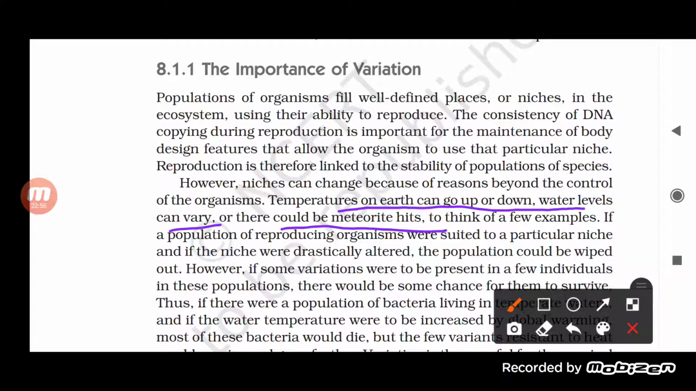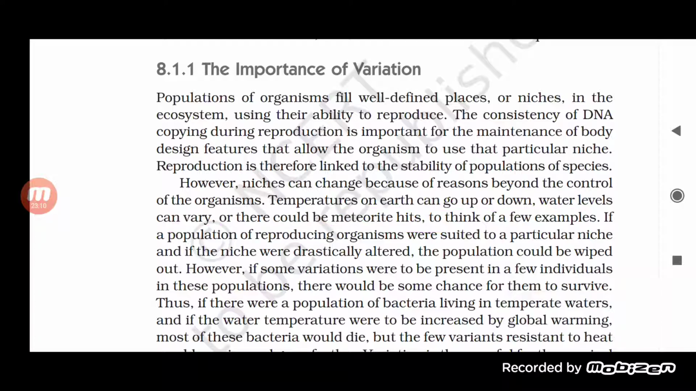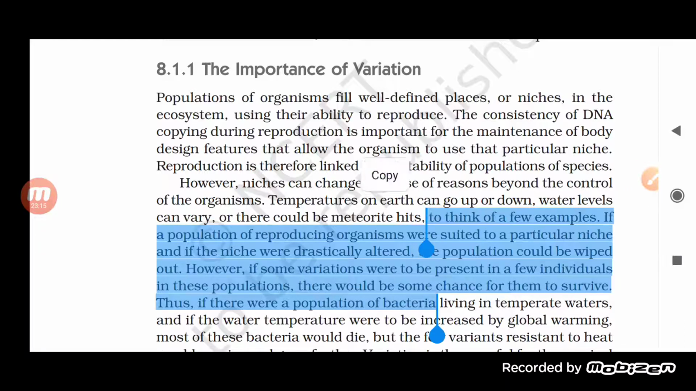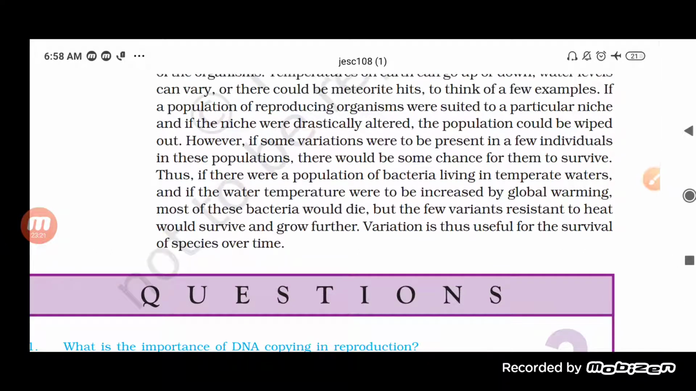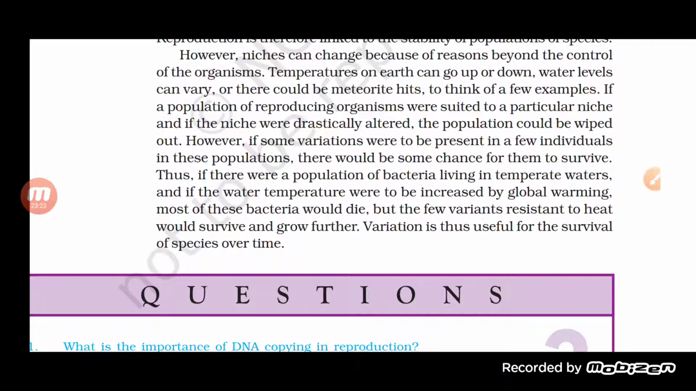So if a population of a reproducing organism was suited to a particular niche, and if the niche were drastically altered, the population could be wiped out. However, if some variation is there in a few individuals in the population, there would be some chance for them to survive. Thus, if there is a population of bacteria living in temperate water, and if the water temperature were increased by global warming, most of the bacteria would die, but the few variants resistant to heat would survive and grow further. So because of that, variation is useful.